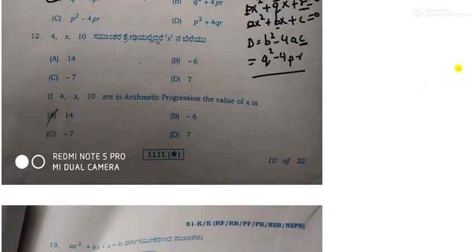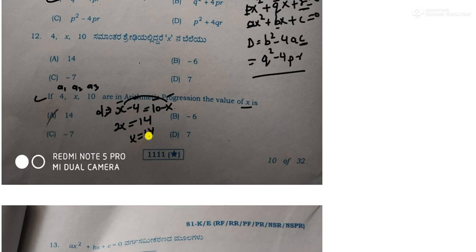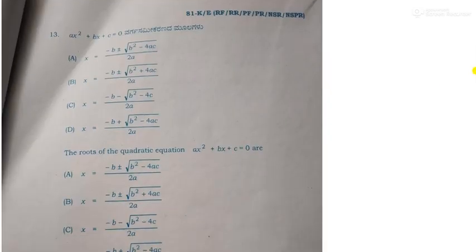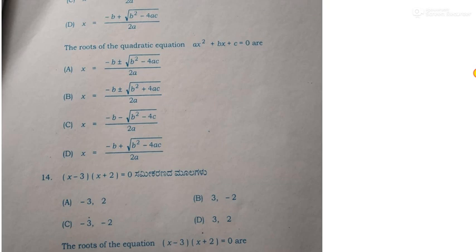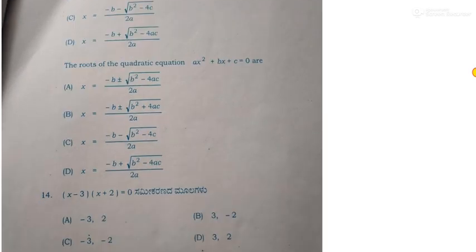Next is question number 12. If 4, x, 10 are in AP, then the value of x is dash. So D should be the same. This is A1, A2, A3. What is D? It is x minus 4, and that is equal to 10 minus x. Okay, A2 minus A1, A3 minus A2. Bring x to this side. This becomes 2x, and 10 plus 4 becomes 14. So x is 14 by 2, 7. Option number D. Okay, I hope it's clear. The questions are very easy. Okay, they just prepared it to make you all pass, I guess.